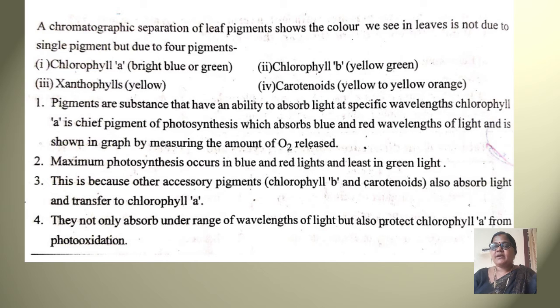In photosynthesis, where does the maximum photosynthesis occur? It occurs in chlorophyll A, and least in chlorophyll B. These pigments have the ability to absorb light at specific wavelengths. So this is about the pigments present in photosynthesis.